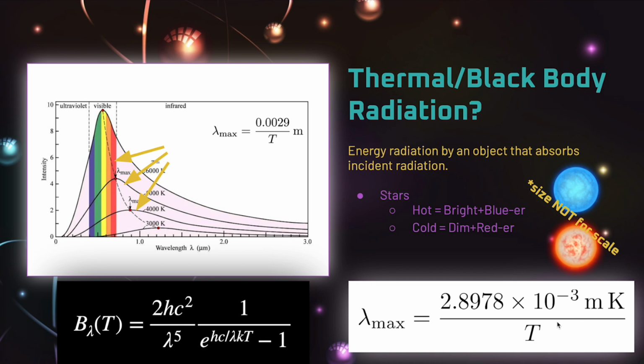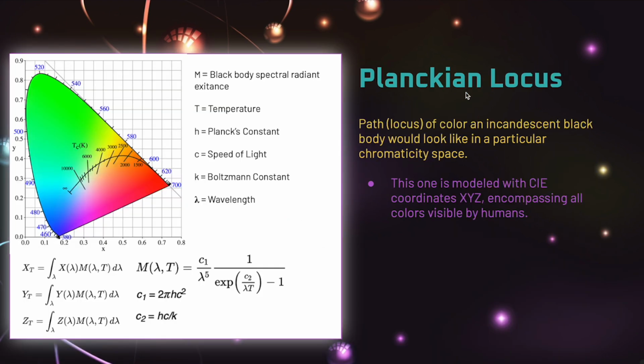Now, you may be wondering, if the peak of these blackbody curves can occur at all wavelengths, why are there no green or purple stars? Well, this is the answer, the Planckian locus. It shows the path of color an incandescent blackbody will follow in a particular chromaticity space. This one is modeled with CIE coordinates XYZ, and it covers all colors the human eye can see.